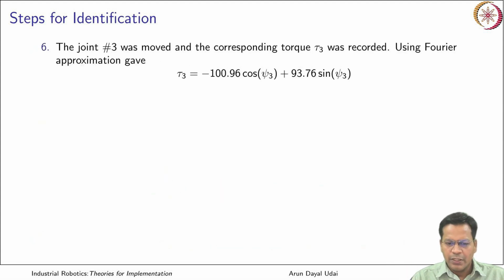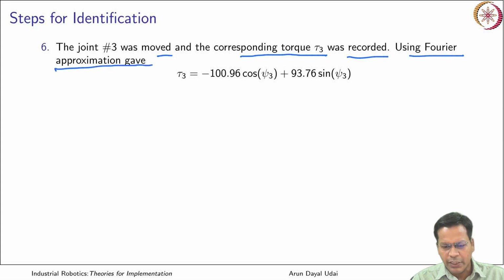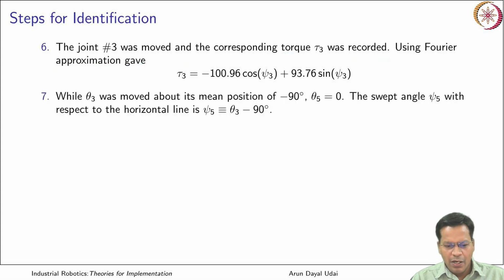Now going to the third link motion. Joint 3 was moved and the corresponding joint torque T3 was recorded, and again using Fourier fit approximation gave me this equation. This is the tau 3 equation. Now tau 3 was moved about its mean position, that is the cannon position, if you remember.